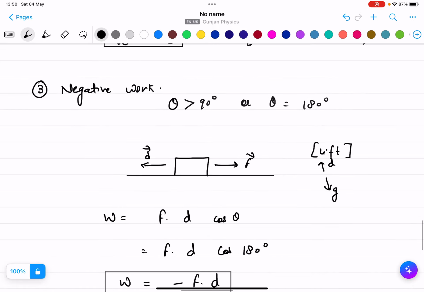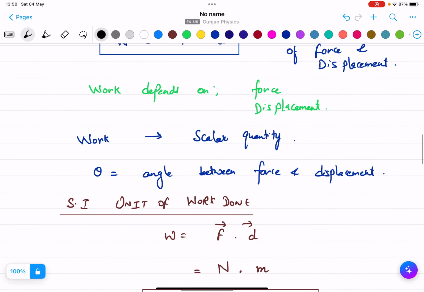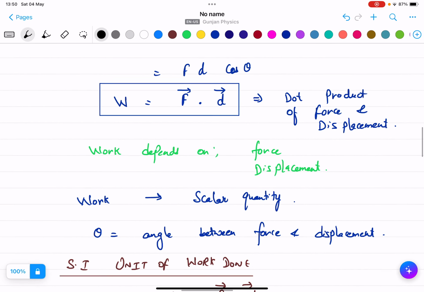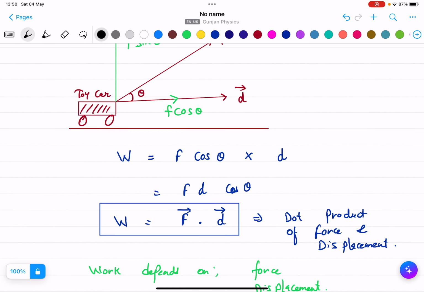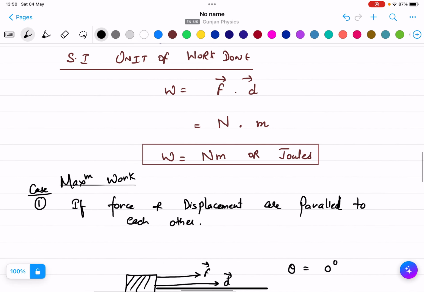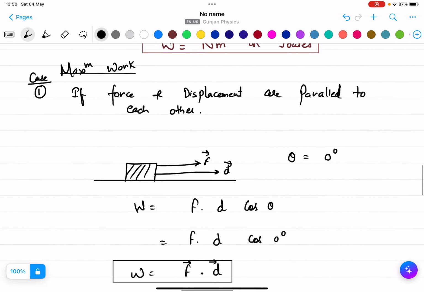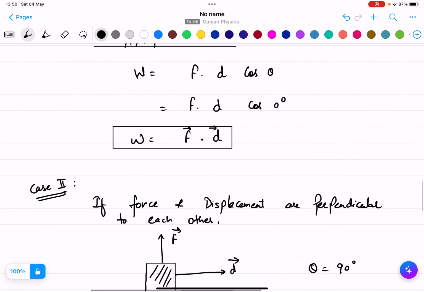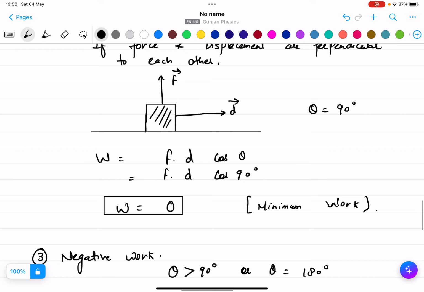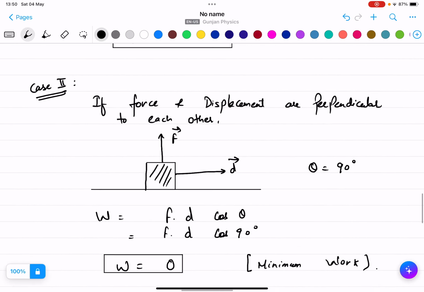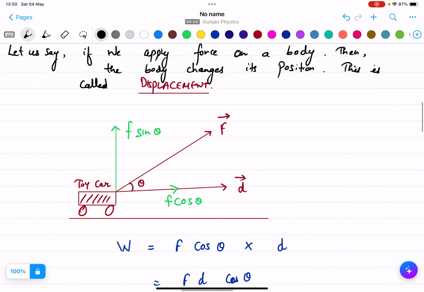So for work done by a constant force, you only need to remember the formula: work done equals F cos theta into D, so force into displacement. The SI unit is Newton meter, or joules. And there are three cases: when theta equals 0 degrees, 90 degrees, and 180 degrees. So this is basically work done by a constant force.